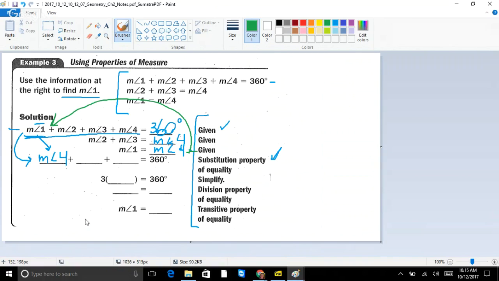Okay. I'm actually going to make another substitution because I know that the measure of angle 2 plus the measure of angle 3, so these guys right here, also equal the measure of angle 4. So for the measure of angle 2 plus the measure of angle 3, I am going to put in the measure of angle 4. And then I'm going to leave my last guy alone, the measure of angle 4.